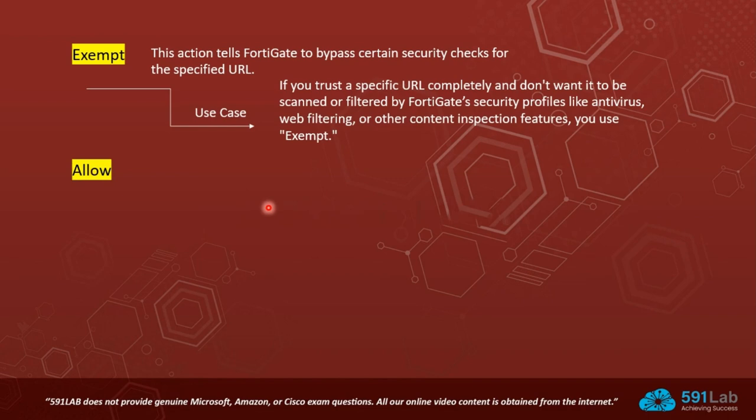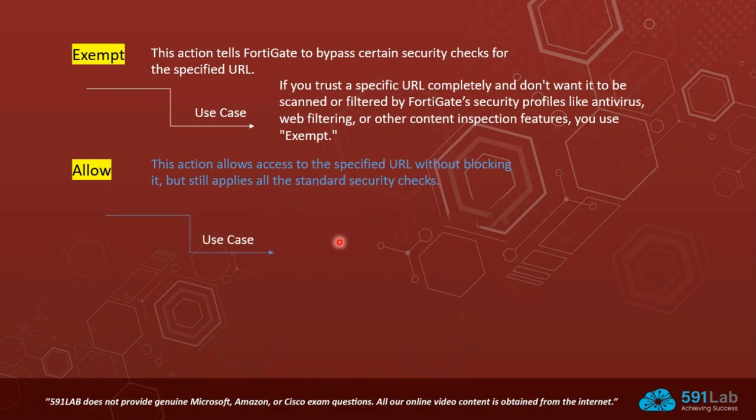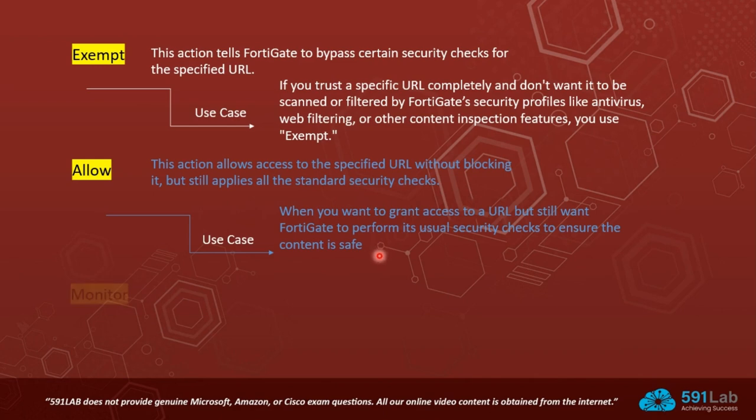Okay, then what is the meaning of allow? Allow means this action allows access to a specific URL without blocking it, but still applies all the standard security checks. That means when you want to grant access to a specific URL but still want FortiGate to perform its usual security checks to ensure the content is safe, you can click allow. That means if there is a trusted educational site that your users need to access, but you still want to ensure no malicious content gets through, you set it to allow.